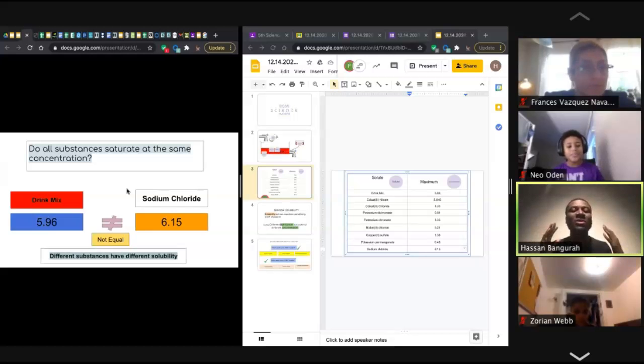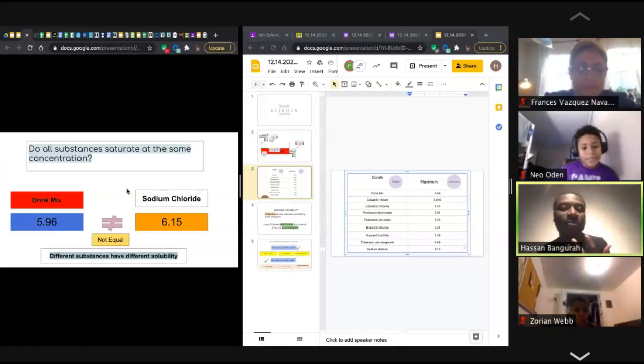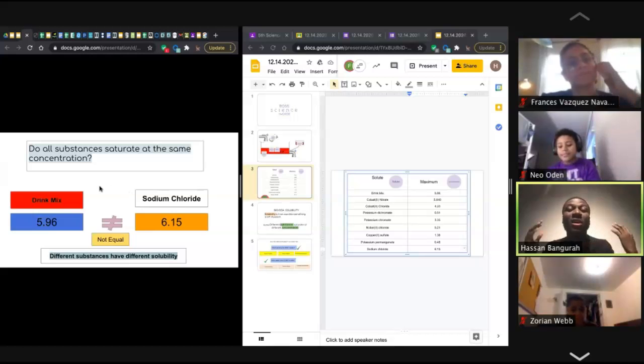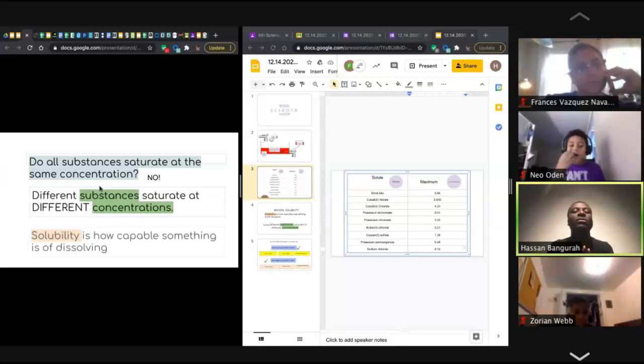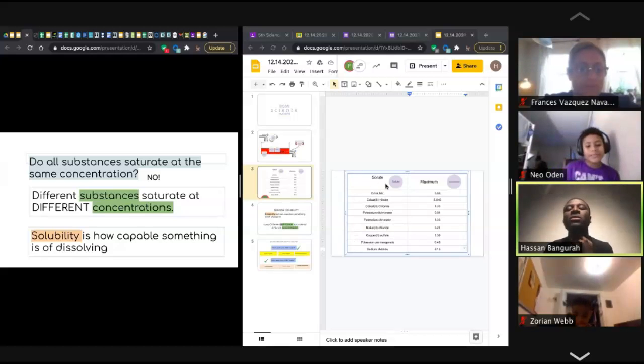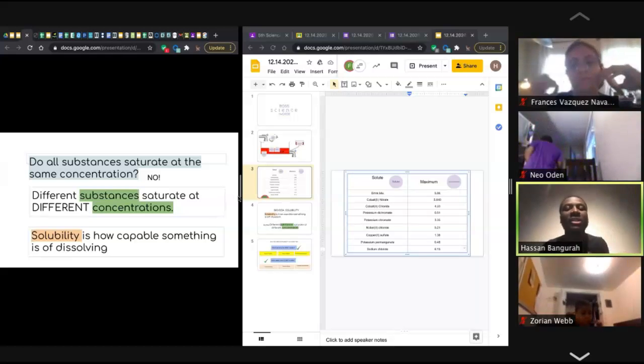No, they do not. Now we have to think about why. All right. They are not equal. And the reason why is because of this word called solubility. Okay. Solubility is how capable something is of dissolving. Okay. And now what else do you notice about the different solutes? Do all the solutes have the same concentration? So what do you notice about different solutes? If we're saying different solutes have different concentration. Who can make that big idea for me based on the chart?